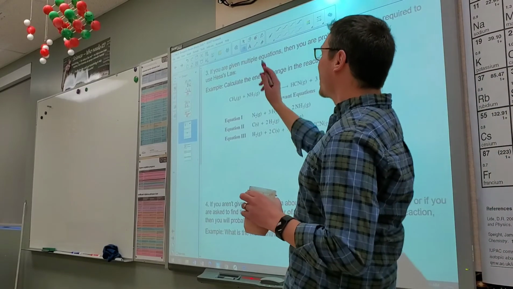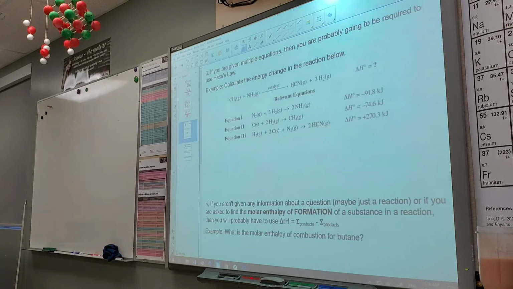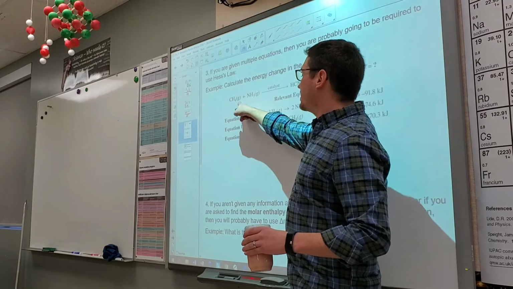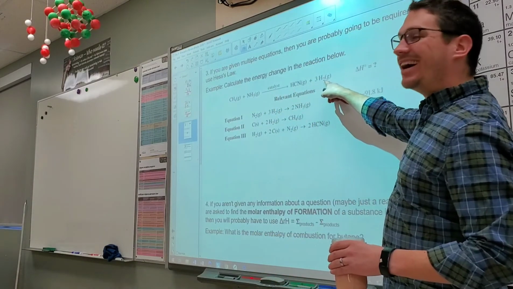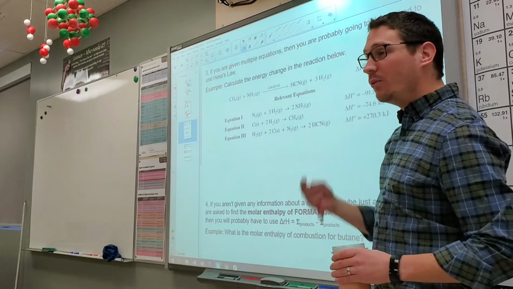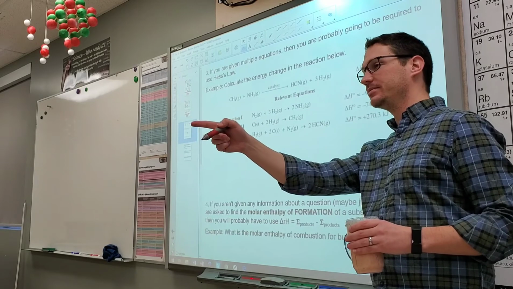Let's do this. If you're given multiple equations, then you're probably going to have to use Hess's Law. Calculate the energy change. Now, we want to make this chemical reaction out of these chemical reactions. Do you remember what you're looking for? Macy.